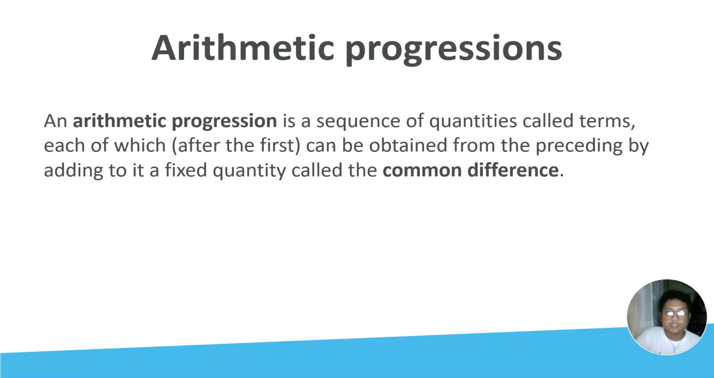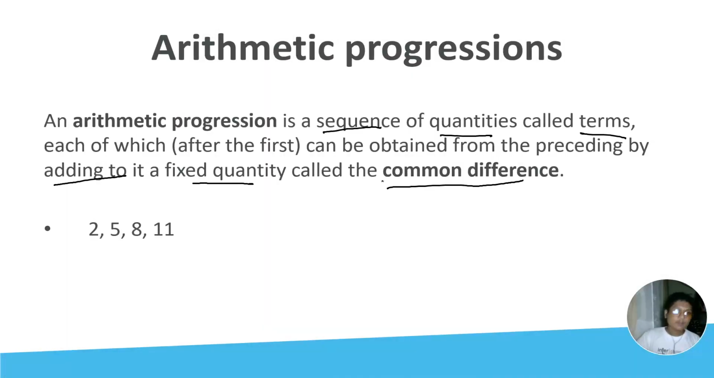An arithmetic progression is a sequence of quantities called terms in which each term after the first can be obtained from the preceding by simply adding a fixed quantity called the common difference. So ito mga example ng arithmetic progression. So a series of numbers na kumbaga may pattern na kung saan yung succeeding terms is just equal to the sum of a common difference na tinatawag na idinadagdag dun sa number na bago sa kanya.